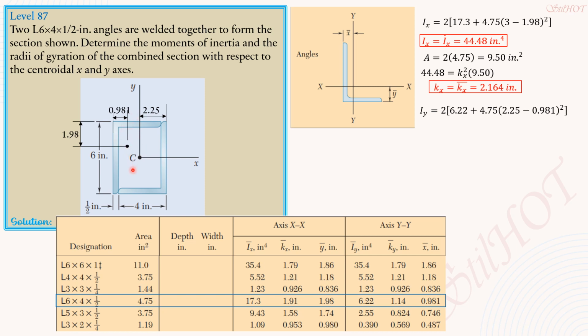This is the centroidal y-axis of the angle and this is the centroidal y-axis of the entire region. So this distance is 2.25 minus 0.981, quantity squared. So Iy or I barred y is equal to 27.74 inches to the fourth. We then equate that to ky squared times area 9.5. So k barred y can now be computed and it is equal to 1.709 inches.